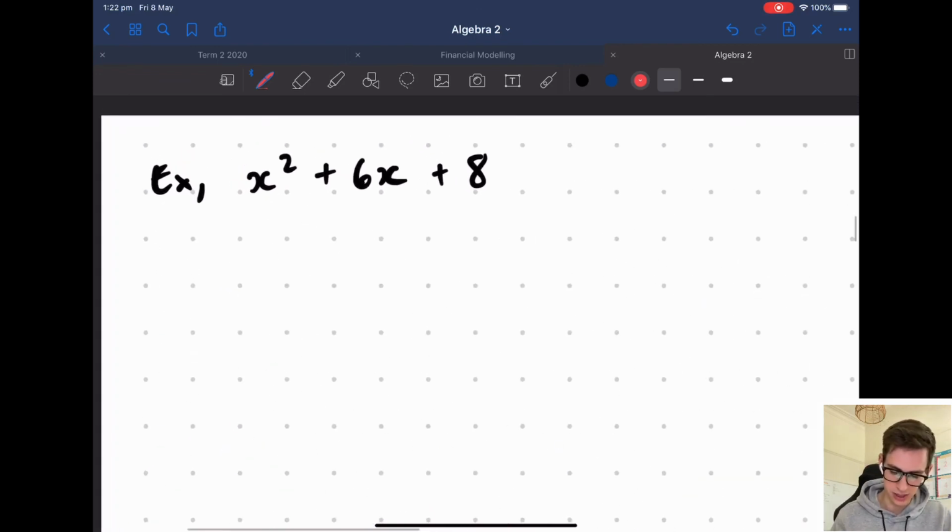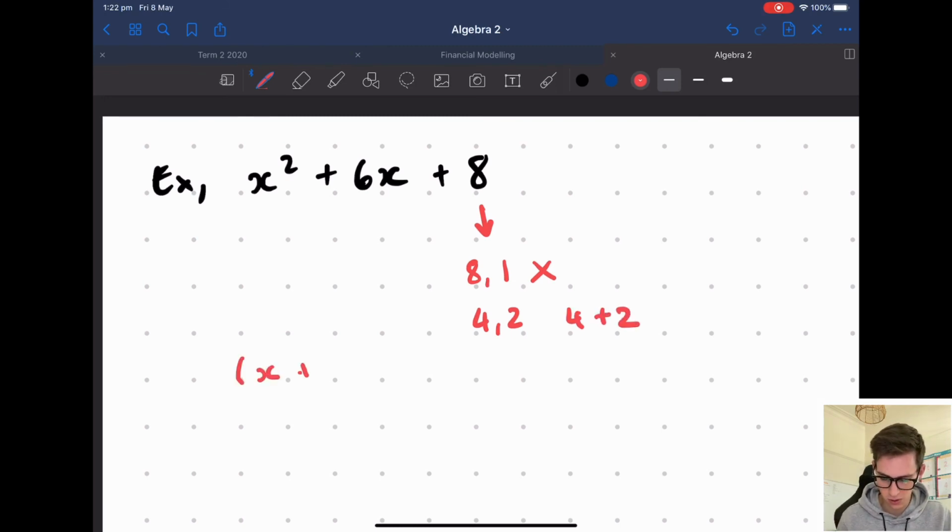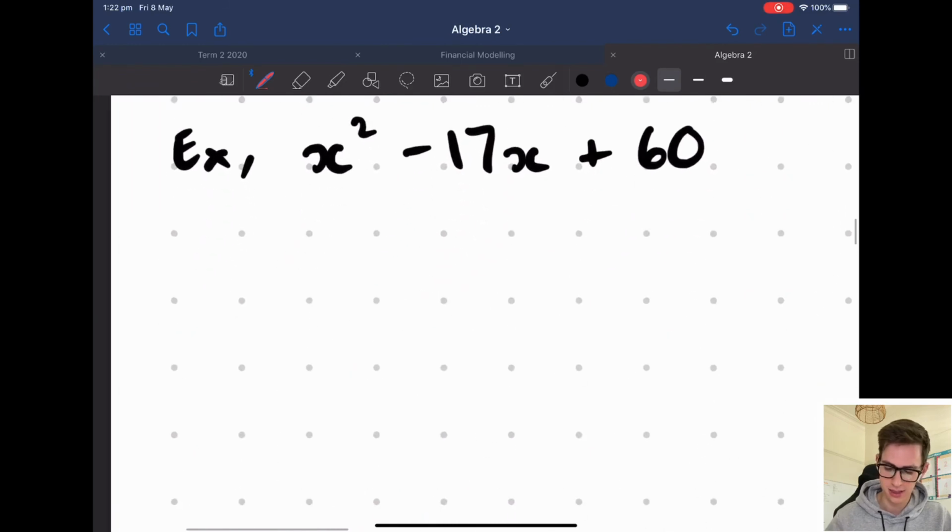So here, we're going to start with our product at the end. Numbers that make 8 are 8 and 1, 4 and 2. And you say to yourself, can either of those pairs, by adding and subtracting, make positive 6? I can't do it there. I can do it here if it's 4 plus 2. That means my answer must be x plus 4 and x plus 2. Factorized.